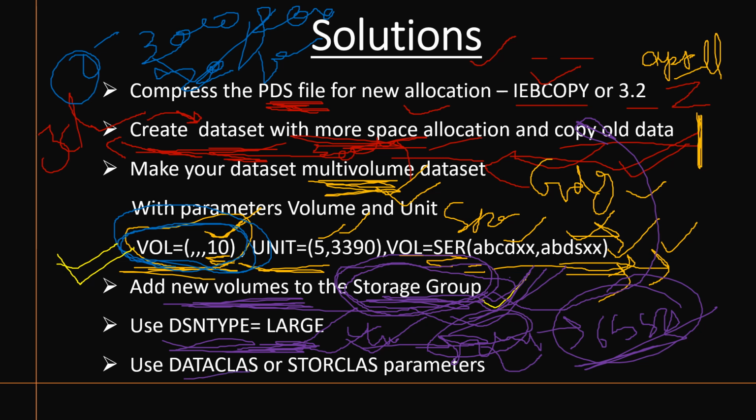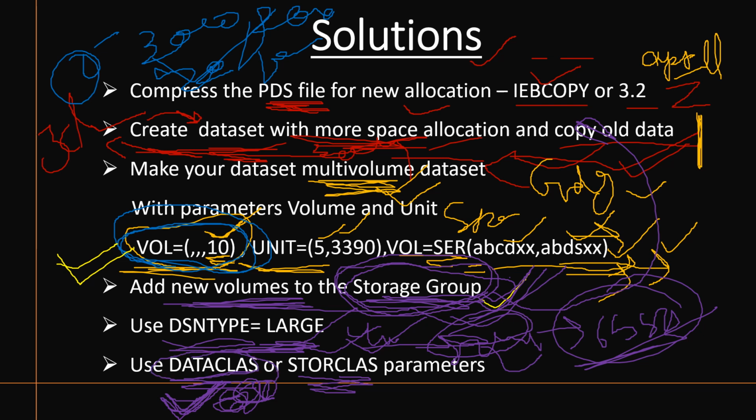What happens with the data class and storage class parameters is, as I told you, in data class there is an option called extended addressability. Okay, if extended addressability equals yes, it means your file can grow more than 25 GB. You can allocate larger files if your extended addressability is yes. There is an attribute called extended addressability in data class.